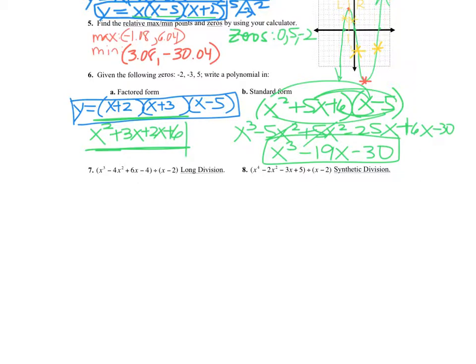X plus 2, x plus 3, x minus 5. Okay, go to the next line and put in the answer that you got for standard form. X to the third minus 19x minus 30. What do you think is going to happen? You're going to graph it, and you're going to have one polynomial. You know why? Because they're exactly the same.